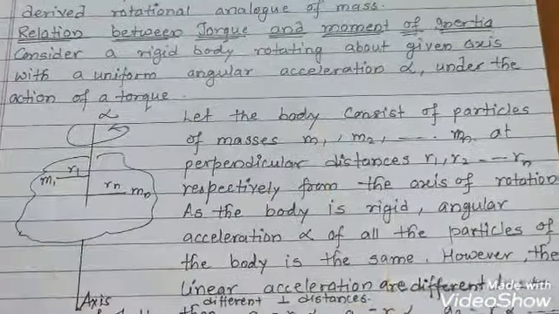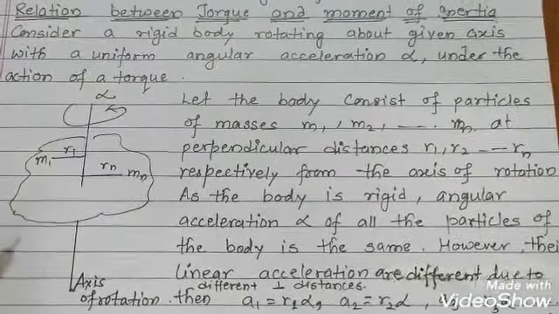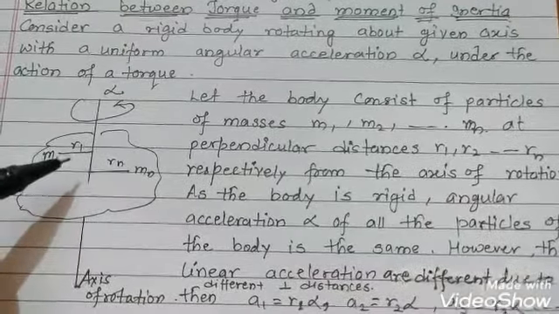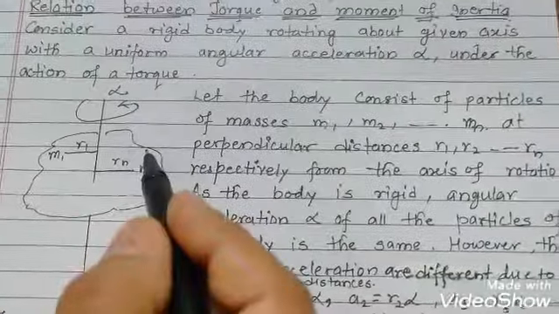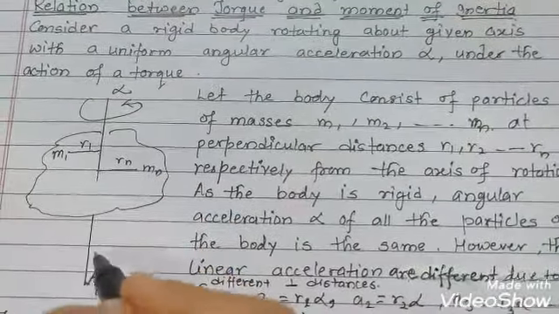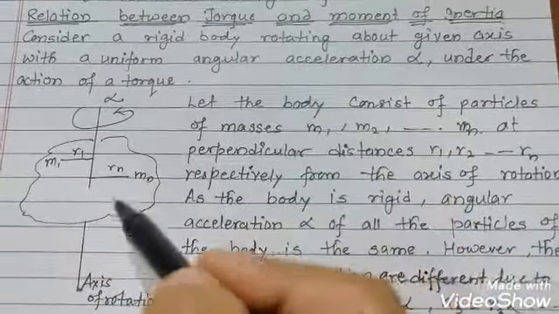Now we'll see the relation between torque and the moment of inertia. For this also we'll consider the same body, the rigid body of an n particle system. So consider a rigid body which is rotating about the given axis. This is the axis of rotation, with a uniform angular acceleration alpha under the action of the torque.